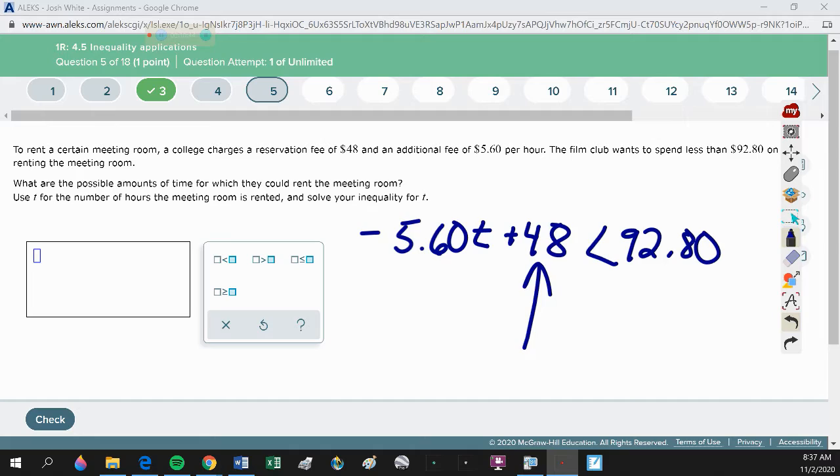If you end up with an inequality with a negative on the outside, what's the trick when you divide? You have to flip the inequality. This would flip when you do your division.